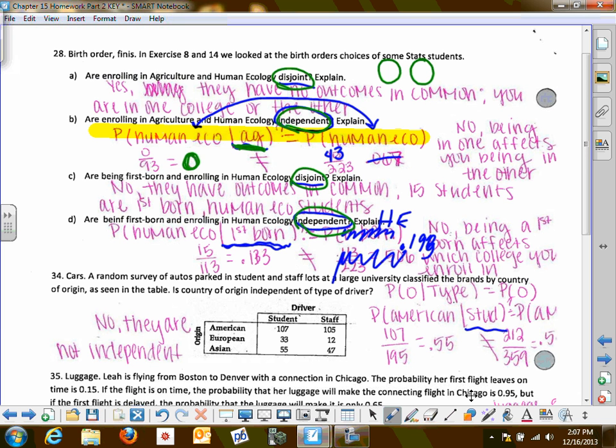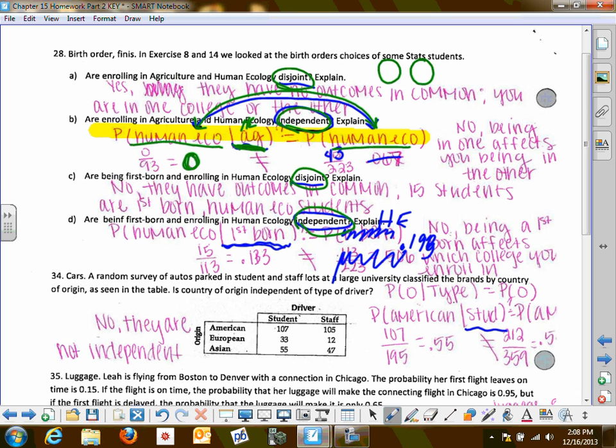Okay. Now question, would you be allowed to change the human ecology and agriculture, whatever it is? Yes. If you had put ag first, then you would have human ecology here. Just make sure that this is the same as what you have in front. Okay. All right. So in this case, they are not independent.